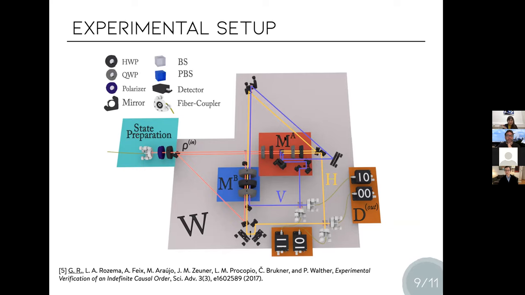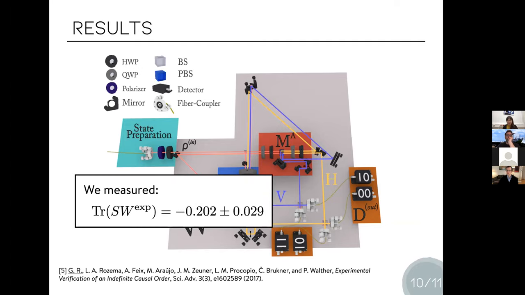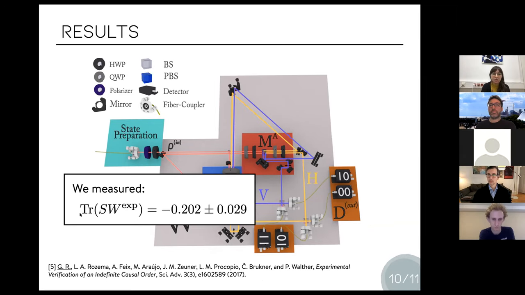Now, these were just some additional details for whoever of you was more interested in the setup, but all these details are not necessarily needed to understand what comes next. Basically, all you need to understand of this is that this setup enabled us to evaluate a causal witness for this setup. This setup was an implementation of an optical quantum switch.